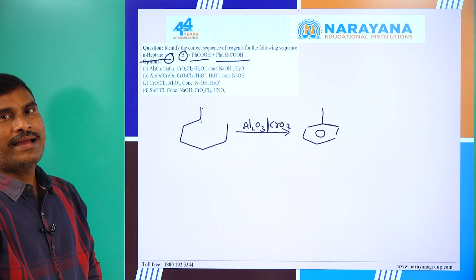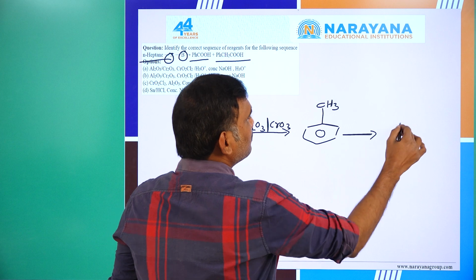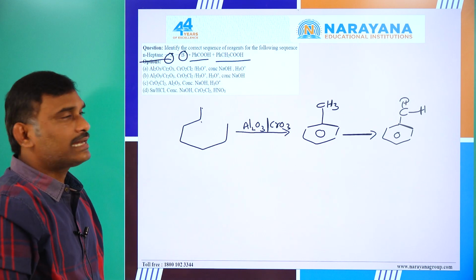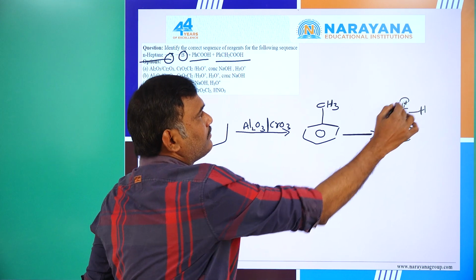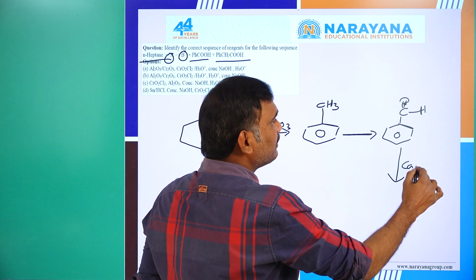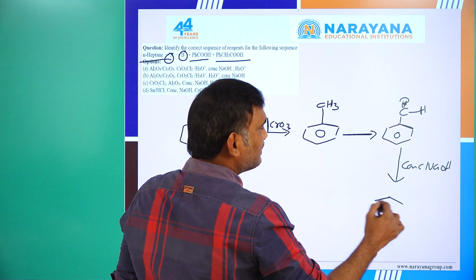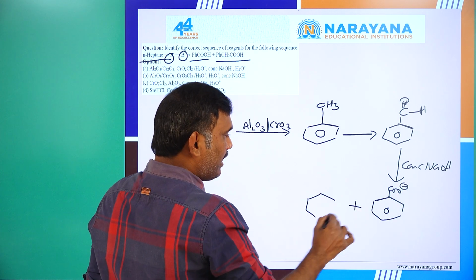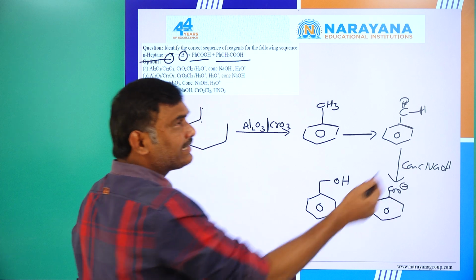Now followed by chromyl chloride reaction, that converts them directly into aldehyde. CrO2Cl2 converts the toluene into benzaldehyde, and followed by concentrated NaOH and H3O plus. Concentrated NaOH, what will it do? Yes, if there is no alpha hydrogen, that is the Cannizzaro reaction, which converts benzaldehyde into benzoate and benzyl alcohol. That is the Cannizzaro reaction. Followed by hydrolysis, we are getting benzoic acid.